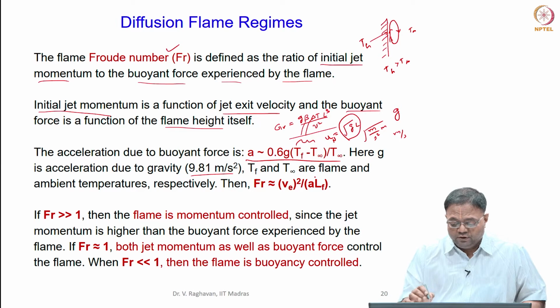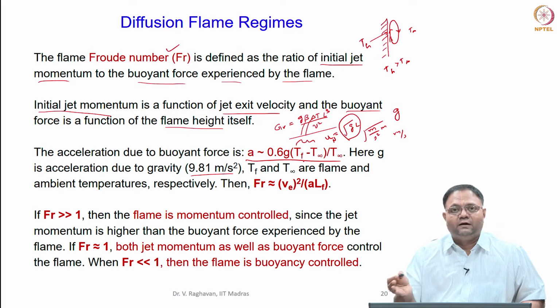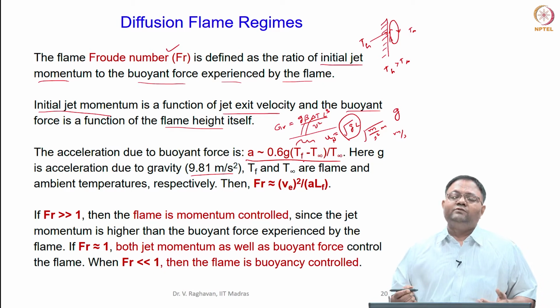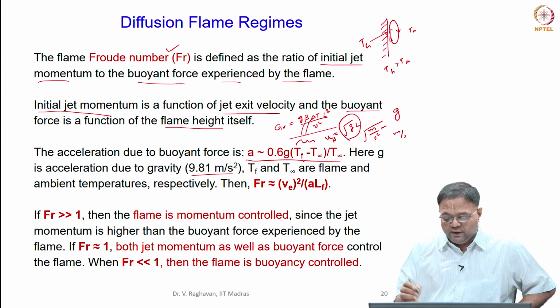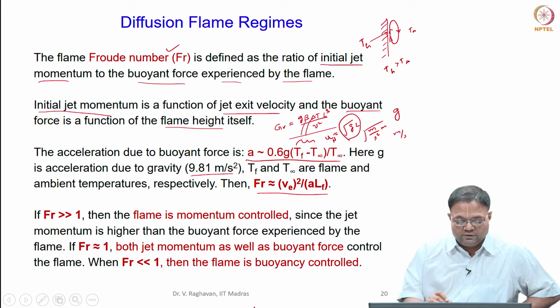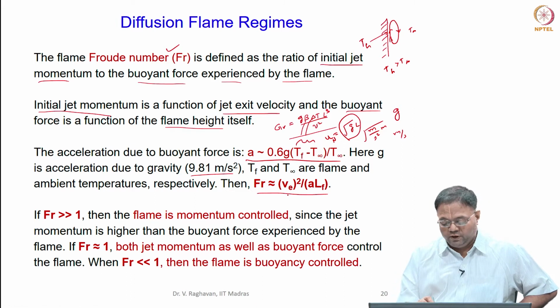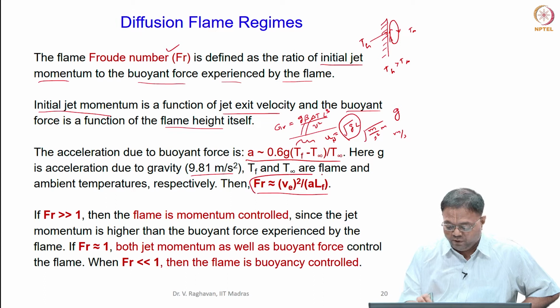This flame acceleration is due to the density gradient. From the flame to the ambient, the density gradient, because temperature is inversely proportional to density, is represented here. So the Froude number is written such that V squared represents the jet momentum and a into Lf represents the buoyancy force. This is the Froude number.